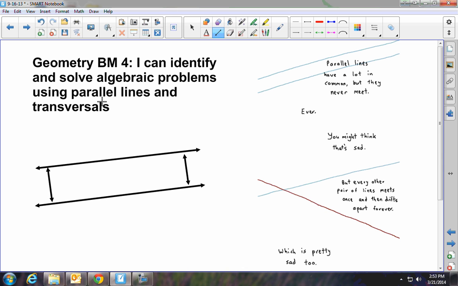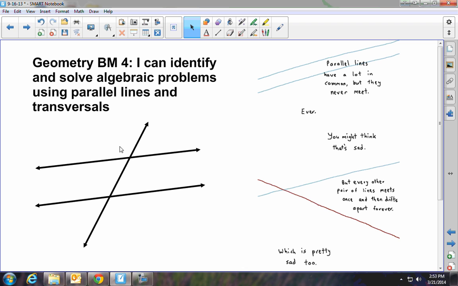And in addition to parallel lines, we're also including a transversal, which is just a line that cuts straight across our parallel lines like so. For this benchmark, we'll be concerned about the angles that the two parallel lines make with the transversal. And once you understand the basic concepts, you'll see this benchmark is actually really simple.